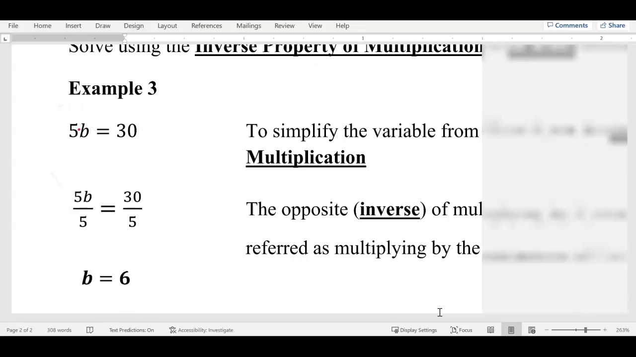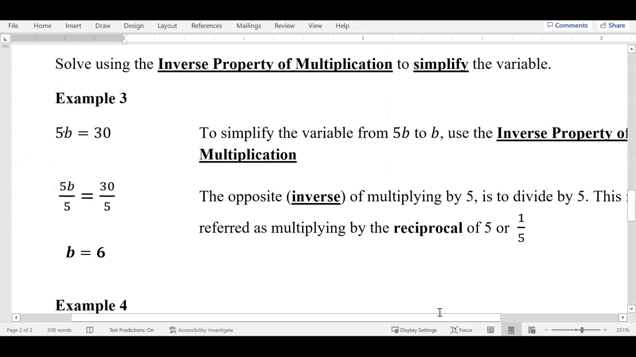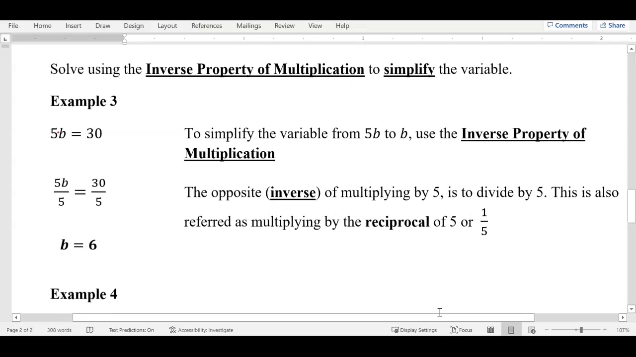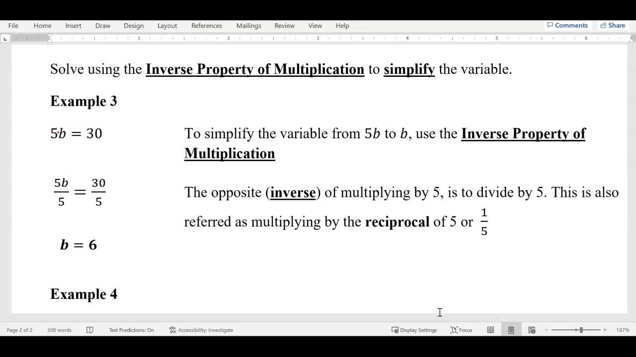So that's why you can see below here, they divided by 5 on both sides. Divide by 5 on the left, divide by 5 on the right. And just like last time, these opposites, you want to scratch them out. You can do that right now. The 5s cancel out, and we're left with b. And then 30 divided by 5 does give me 6, right? Bless you.